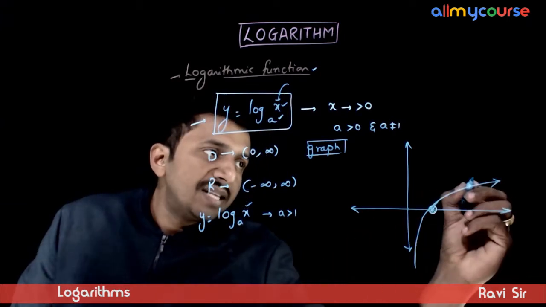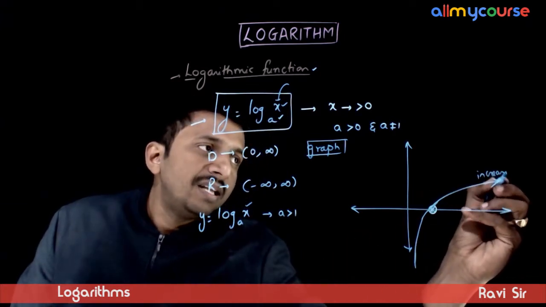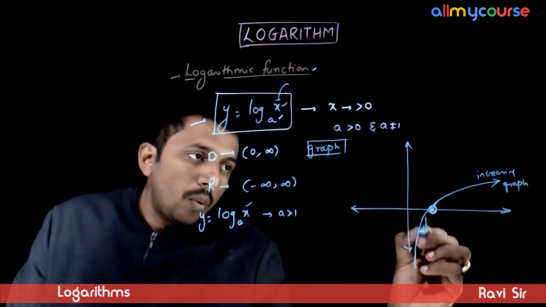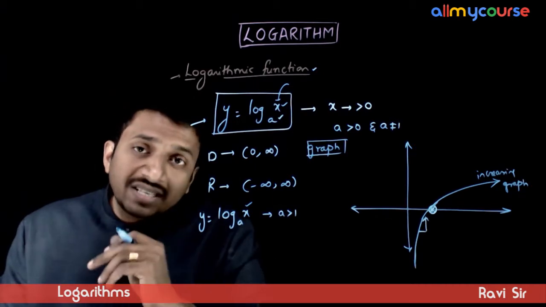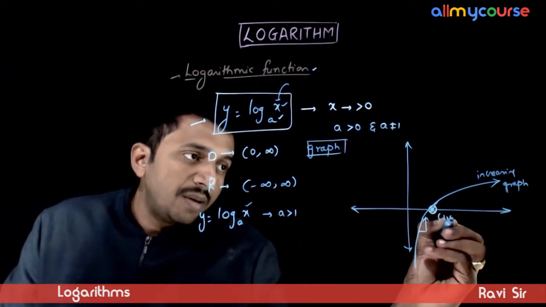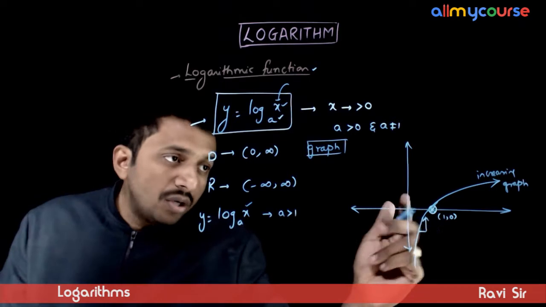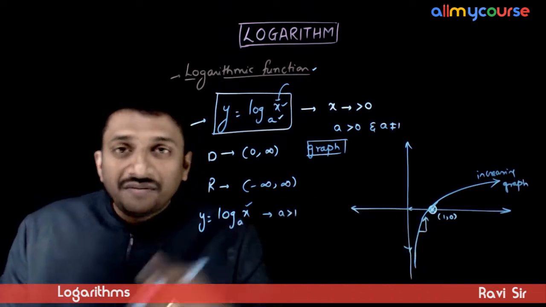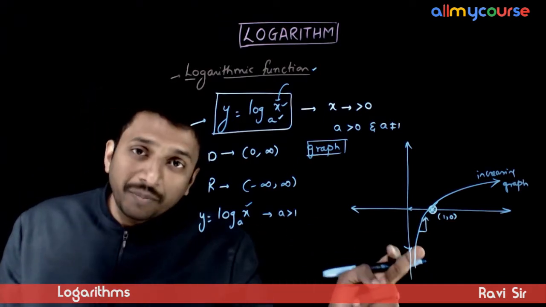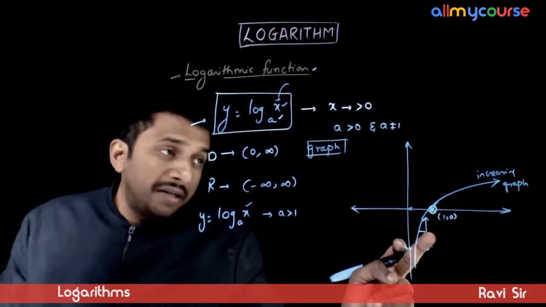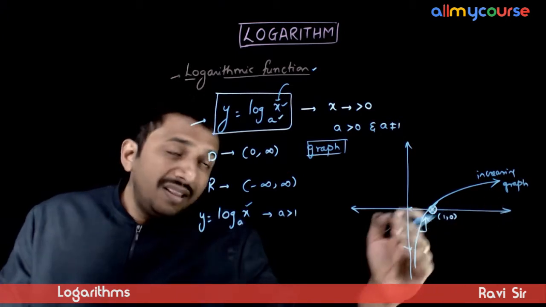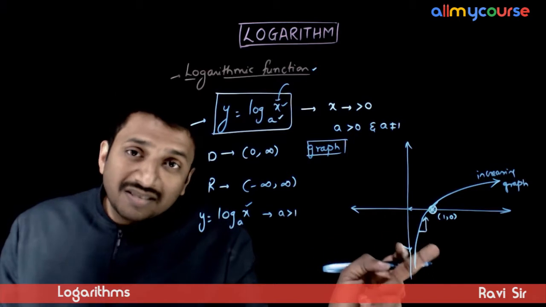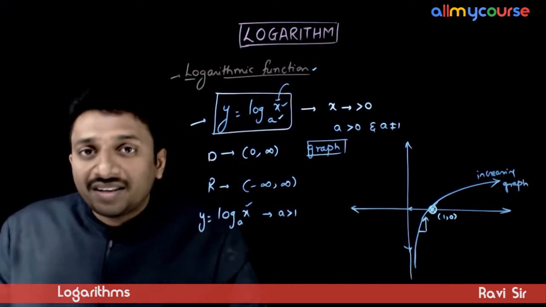So the graph is an increasing graph. That is, as x increases, y increases. And it always cuts x-axis at the point 1, 0. And as x goes close and close to 0, the value of logarithm goes to minus infinity. And as x goes to infinity, the value of log goes to infinity. These are the things that you need to remember. But this is when a is greater than 1.